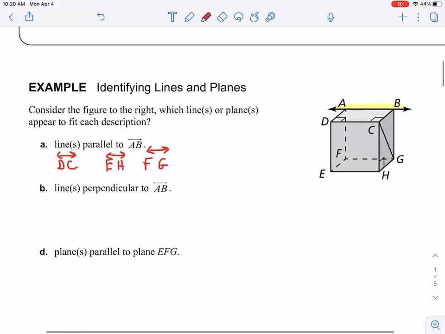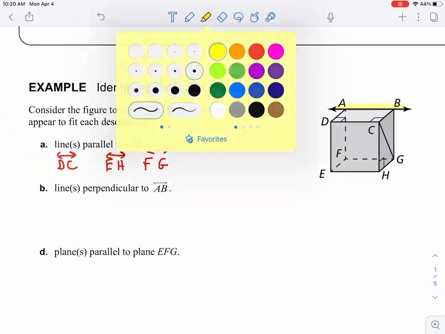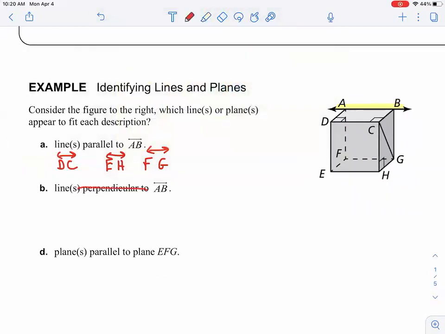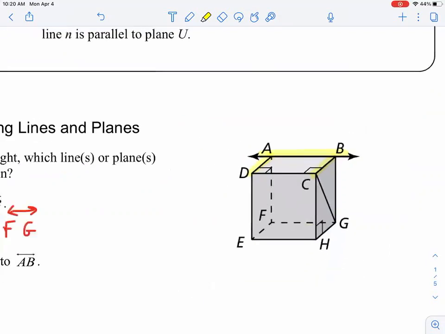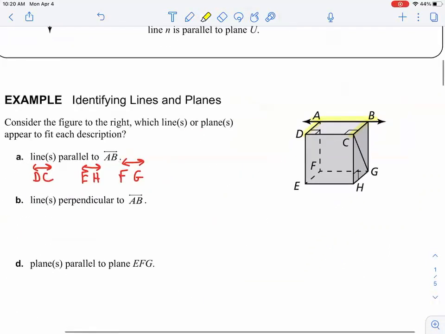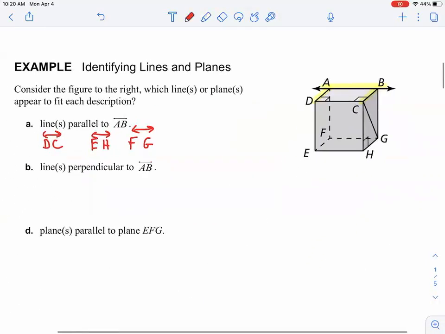Now for perpendicular, lines have to cross but make a 90-degree angle. So if it's perpendicular to AB, it has to touch it. Something like CB and AD, those would be perpendicular. They make 90-degree angles or right angles. So we would say line AD.